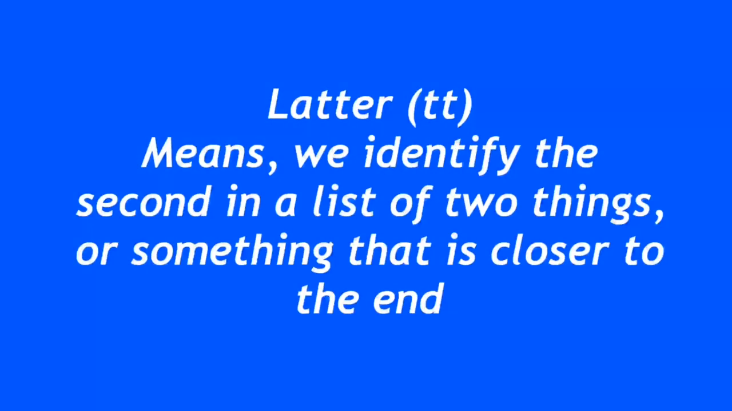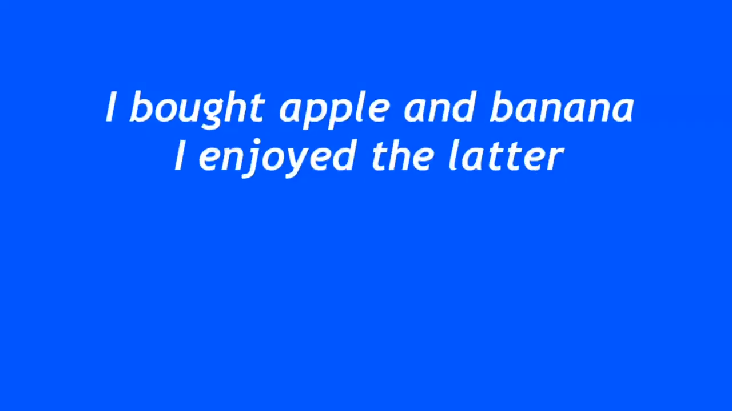On the other hand, when we talk about latter with double T, what we mean is that we identify the second in the list of two things, or something that is closer to the end. So for example, if I said, I bought apple and banana, but I enjoyed the latter, what I mean is that I enjoyed the second one, which is the banana.